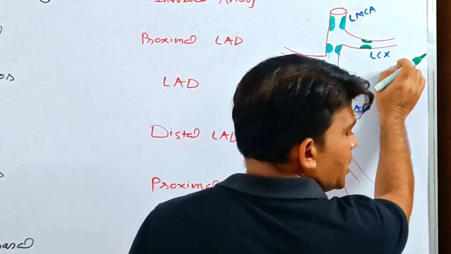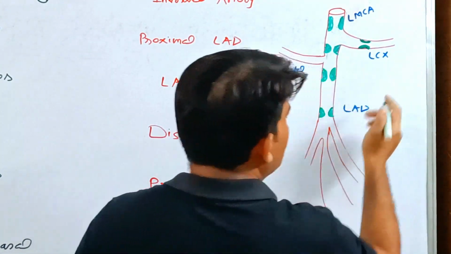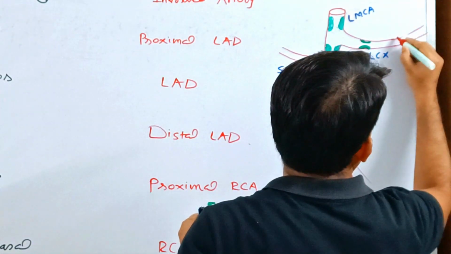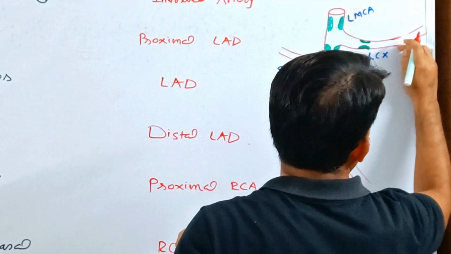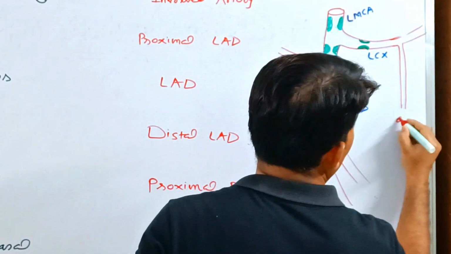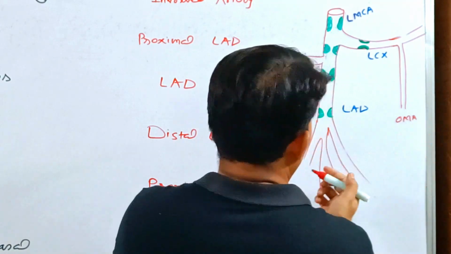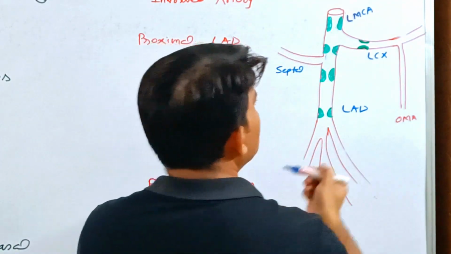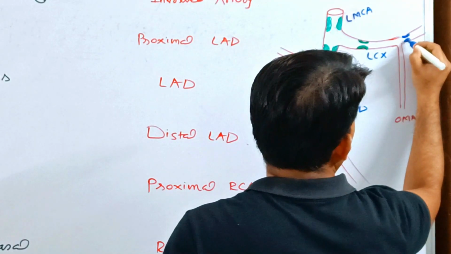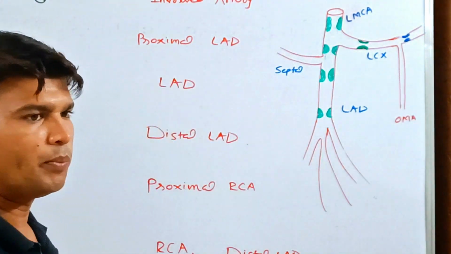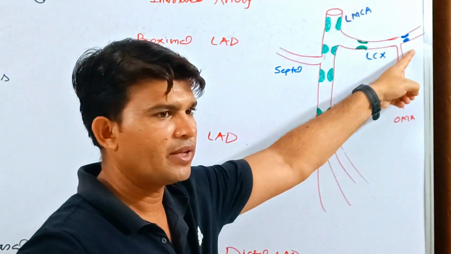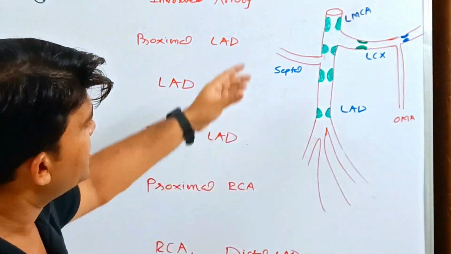Then patient will develop what? Lateral wall, right? This is LCX, right? And what is here basically? This is obtuse marginal, right? Obtuse marginal artery. And if basically here is atheromatous plaque, then patient will develop typical lateral wall MI. Distal LCX is involved. Am I making sense or not?